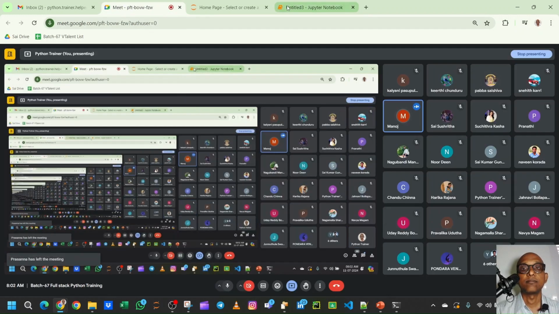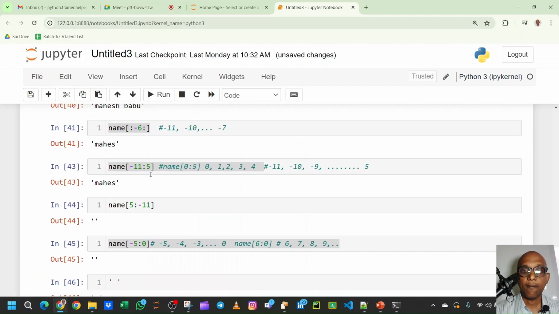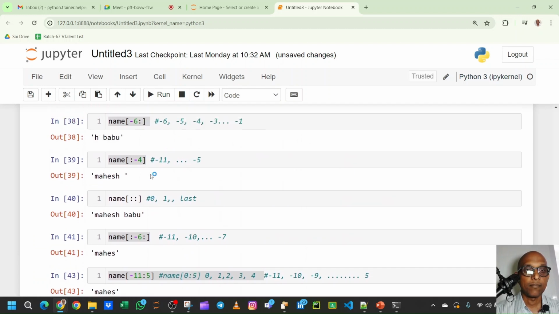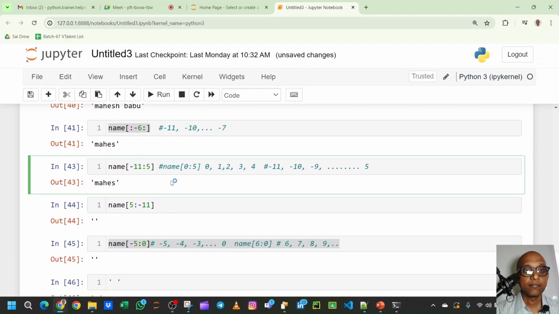Chaitanya, if I give -11 colon 5, can you go a little bit up? Okay, -11 colon 5, correct. If you go with -11, the replacement is 0. I'm just blindly applying the logic. Do not get confused. My starting index is -11, the ending index is 5. I did not mention the incremental value, the default incremental value is 1. Just blindly apply it. There is nothing you need to think.